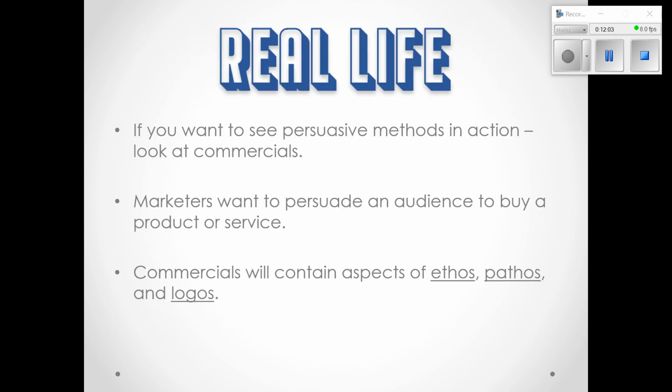So in real life, you use persuasion all the time. But if you want to watch persuasion in action, commercials are the best way to do that just because we all see commercials. If you've ever watched TV in your lifetime, then you have seen a commercial. And every commercial is on TV to get you to buy that product, to get you to watch that TV show, to get you to go to that amusement park. They don't pay to have commercials done just for your enjoyment. Okay? They put commercials on there to persuade you to do something.